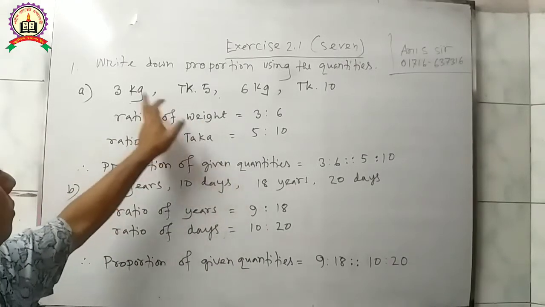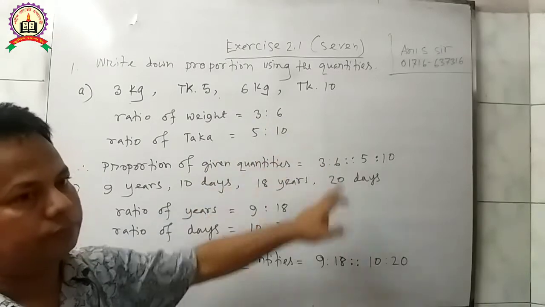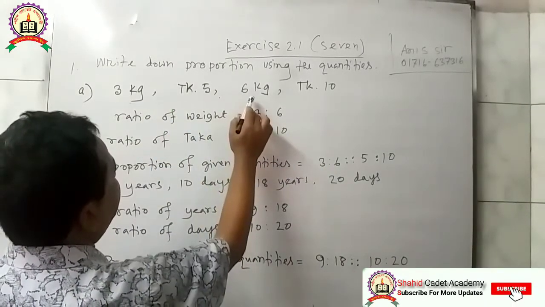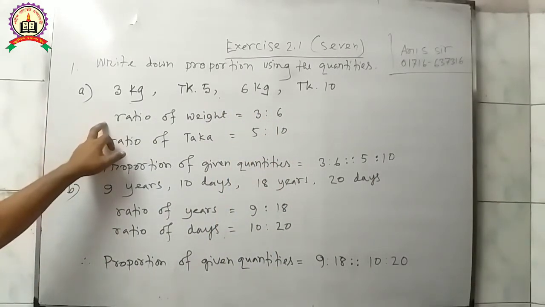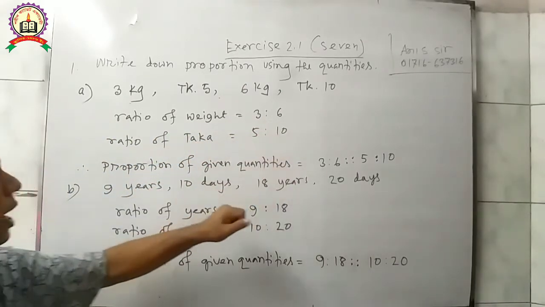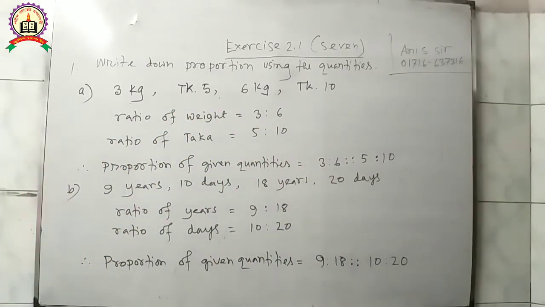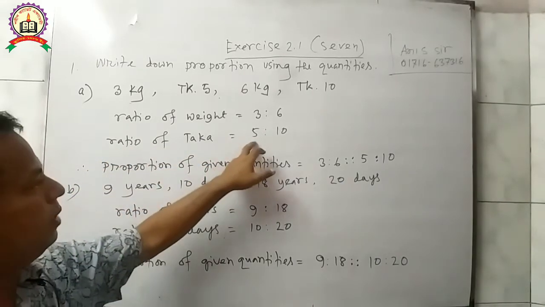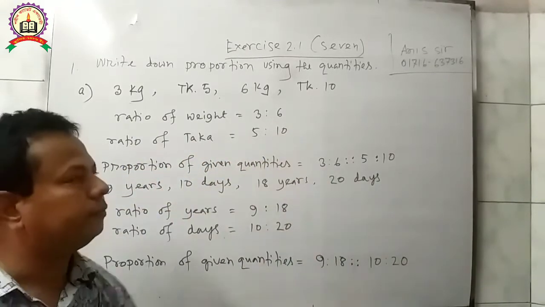Ratio of weight equal to 3:6, because 3 kg and 6 kg are of the same kind, so we can form a ratio. And 5 taka and 10 taka are of the same kind, so we can make a ratio. So ratio of taka equal to 5:10.